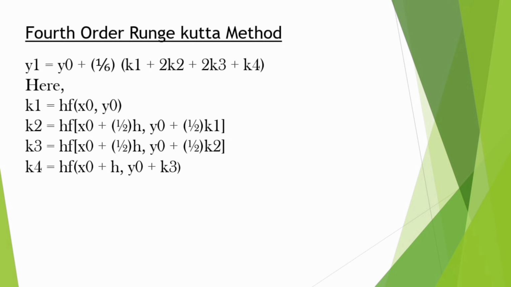Now, the formula for the fourth order Runge-Kutta method is y1 is equal to y0 plus 1 by 6 of (k1 plus twice k2 plus twice k3 plus k4). Here k1 is equal to h into f of x0 comma y0, k2 is equal to h into f of (x0 plus h by 2, y0 plus k1 by 2), k3 is equal to h into f of (x0 plus h by 2, y0 plus k2 by 2) and k4 is equal to h into f of (x0 plus h, y0 plus k3).